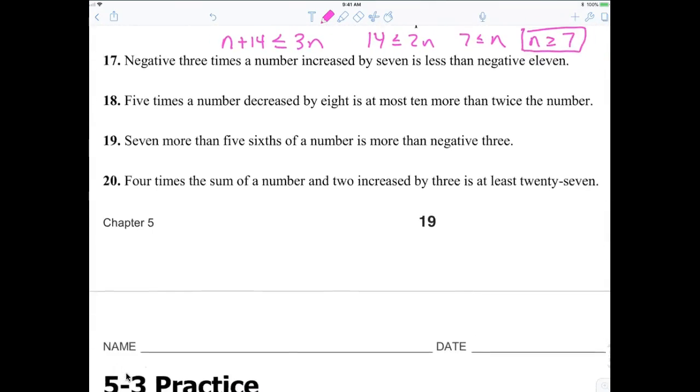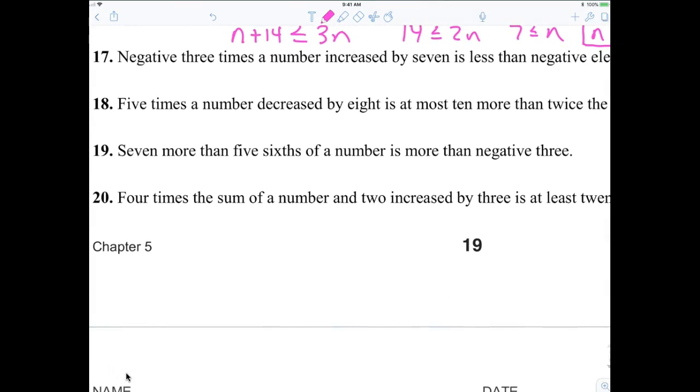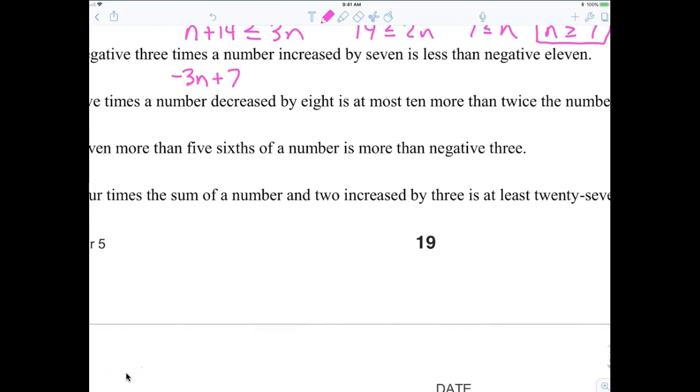Let's take a look at 17. So, negative 3 times a number, negative 3n, increased by 7, plus 7, is less than negative 11. Right. Here we go, guys. Connor, I want it all written down. Not following me.